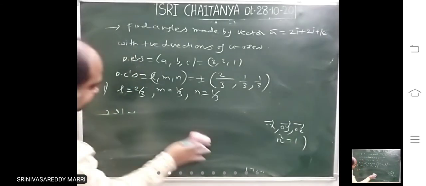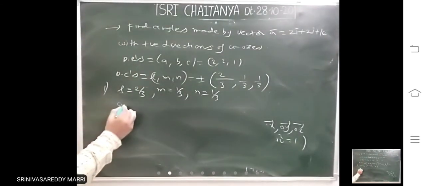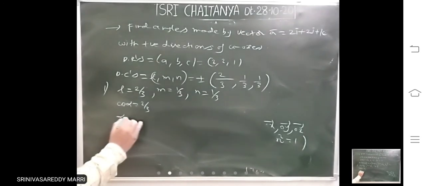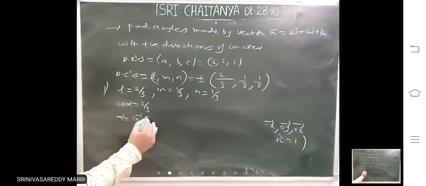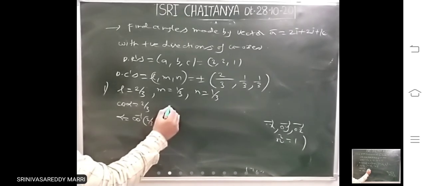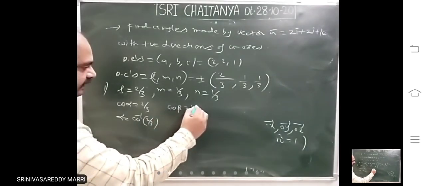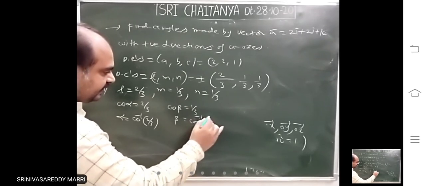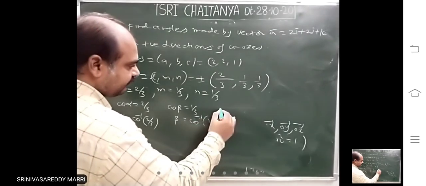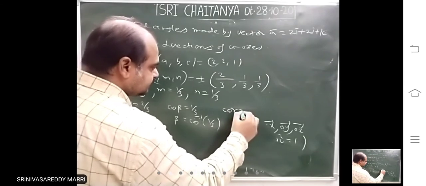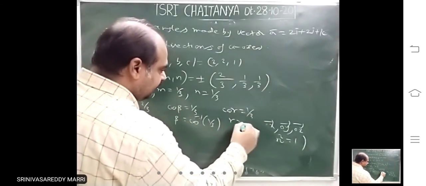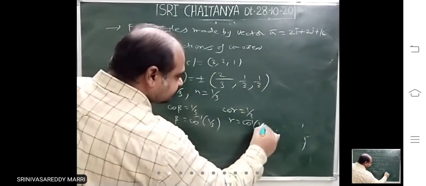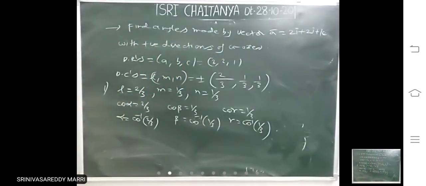L is cos alpha, so cos alpha is 2 by 3. Alpha is cos inverse 2 by 3. Cos beta is 1 by 3, so beta is cos inverse 1 by 3. Cos gamma is 1 by 3, so gamma is cos inverse 1 by 3. This is over. These are the angles.